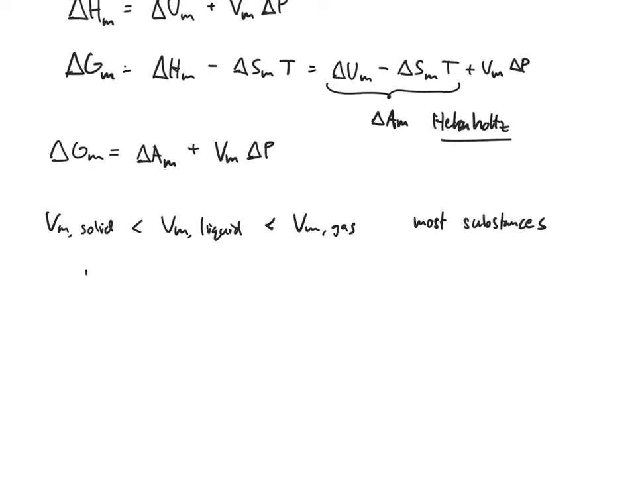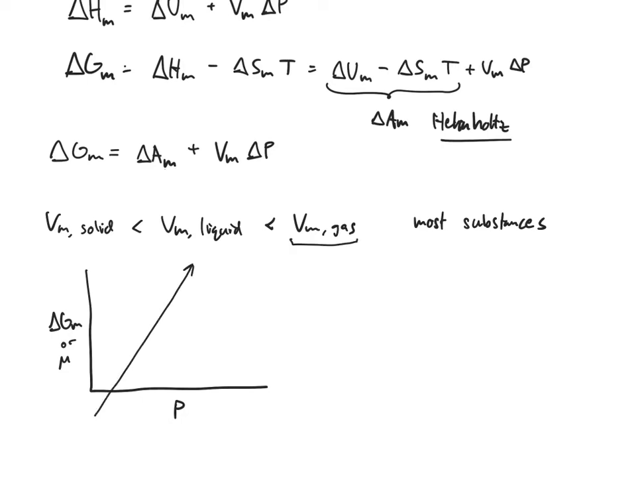So let's go ahead and plot, similarly to how we did before, the pressure against the molar Gibbs free energy. What are we going to get? We're going to have the largest molar volume for the gas, so that's going to result in a line that is very steep, like so. And then the liquid state is going to have a smaller slope like this, and then the solid state is going to have the lowest slope like that. So here's gas, liquid, solid.